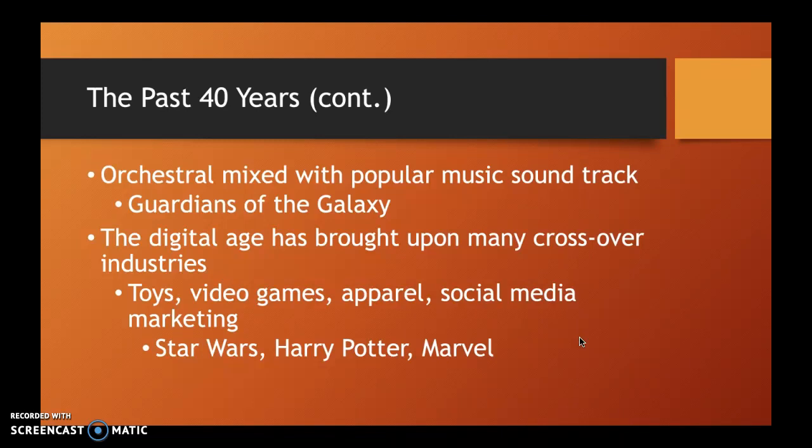Another popular trend has been to have orchestral mixed with popular music soundtracks, such as the most recent one that we know of, Guardians of the Galaxy. And the digital age has brought many crossover industries, such as the selling of toys, video games, apparel, social media, marketing. The franchises of Star Wars, Harry Potter, and Marvel all have fantastic orchestral music, but also have become so mainstream that the orchestral music has become mainstream.